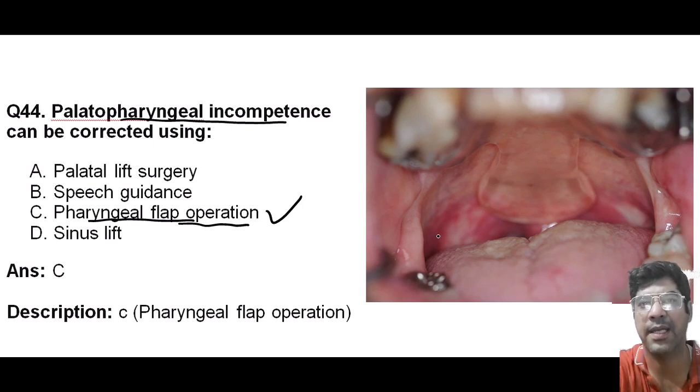Apart from that, a palatal lift prosthesis may be given. This device will lift and support the soft palate, helping it to make better contact with the back of the throat. So palatal lift will be the answer of choice. Moving to the next question.